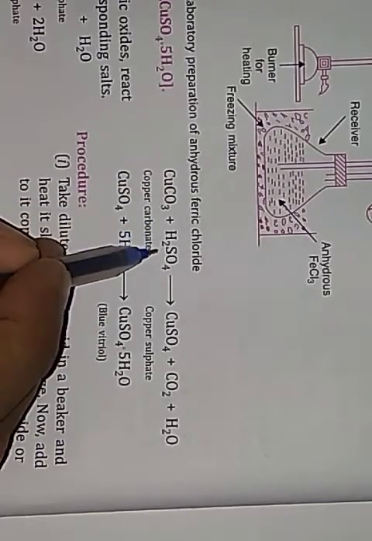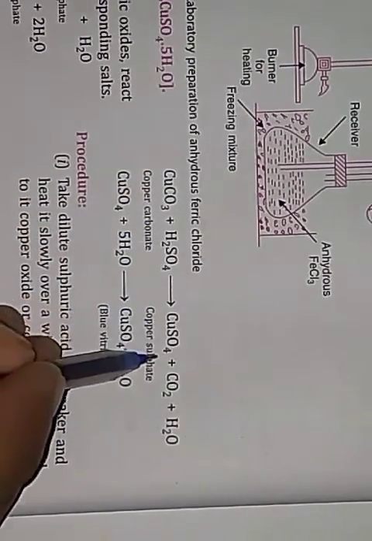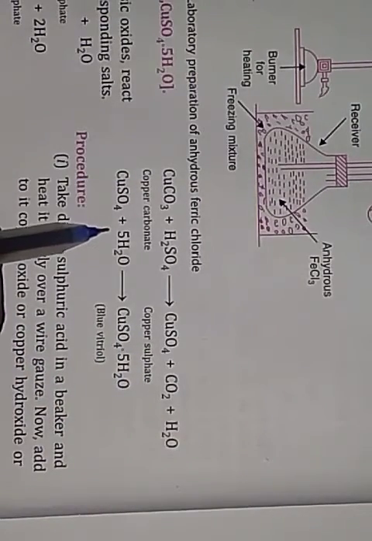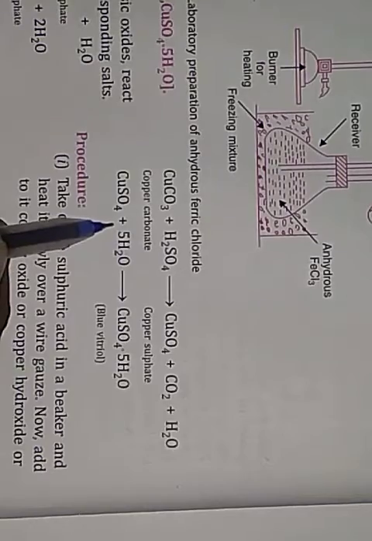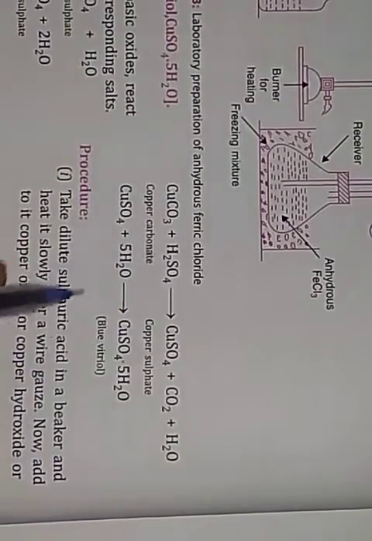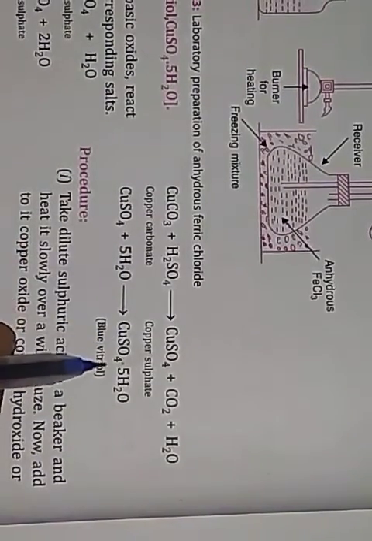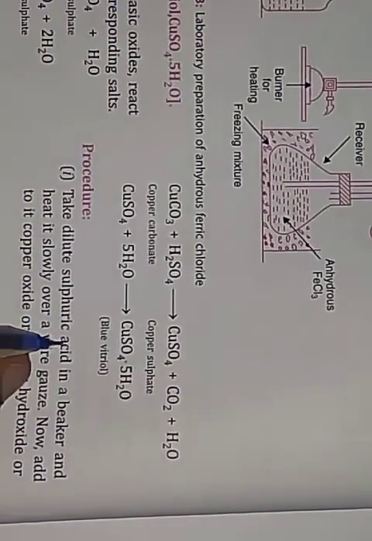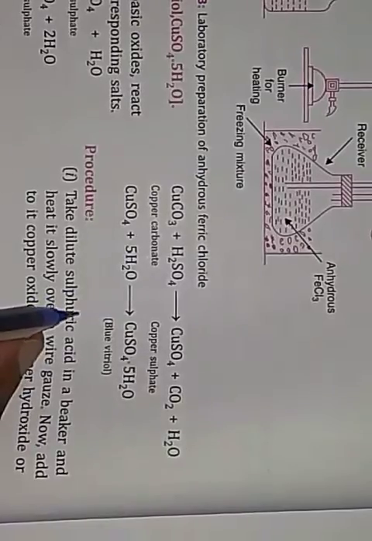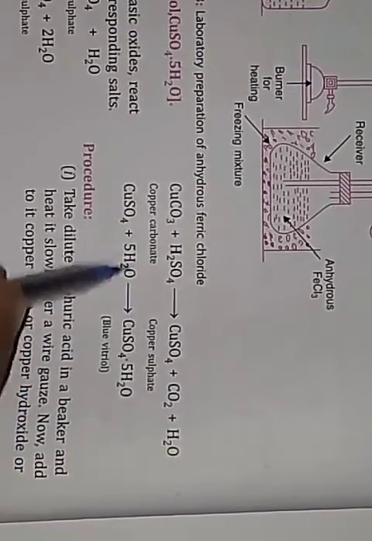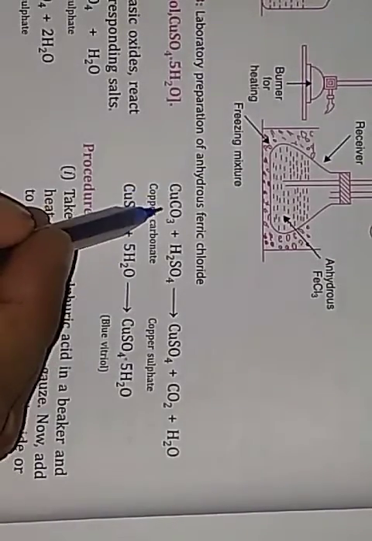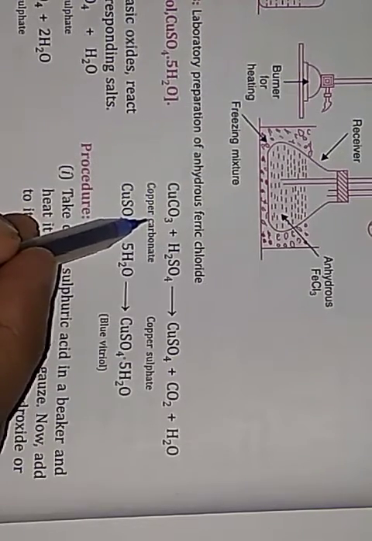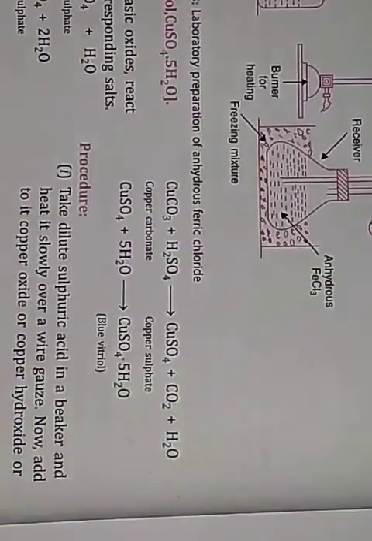Here CuCO3 reacts with the H2SO4, they form the CuSO4 plus CO2 plus H2O. Now CuSO4 again crystallizes with the H2O, then it forms the blue vitriol CuSO4.5H2O. So in this method we can apply the decomposition method, decompose the CuSO4. So here the decomposition of CuSO4 takes place, so it is called the decomposition method. Now what is the procedure?